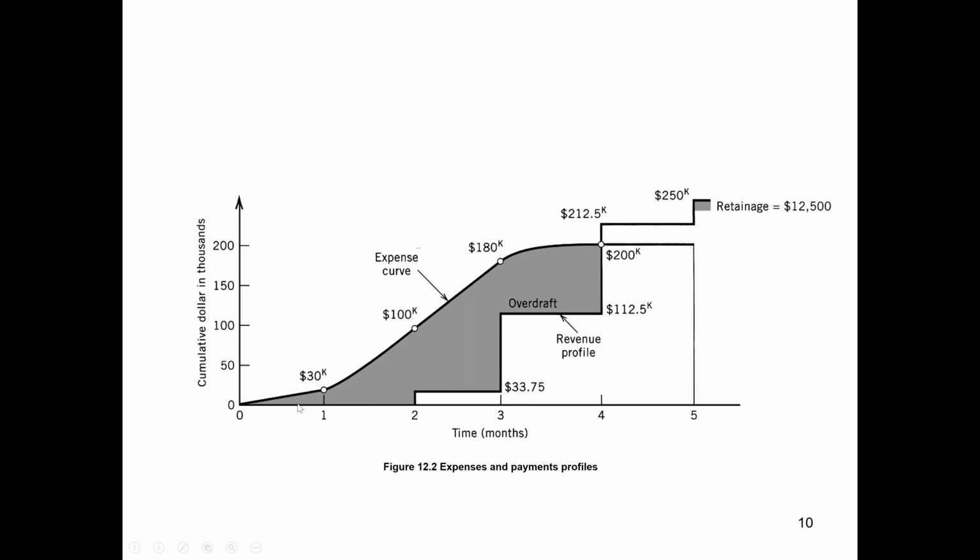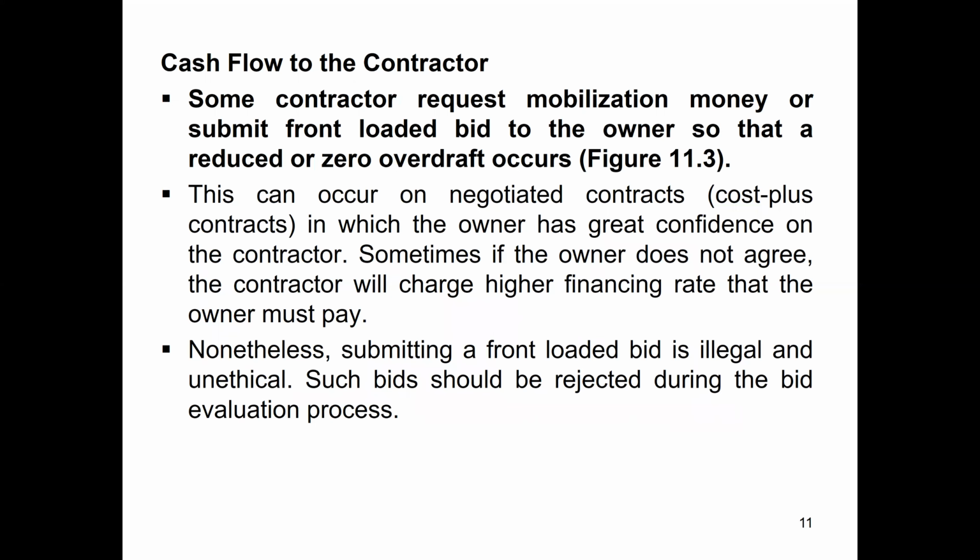For the work done in the first month, payment will be received by the end of the second month. And for the second month, payment will be received by the end of the third month. The consultant and owner will have 1 month to check and verify the bill submitted for the progress payment by the contractor. Okay, with this we'll move forward.